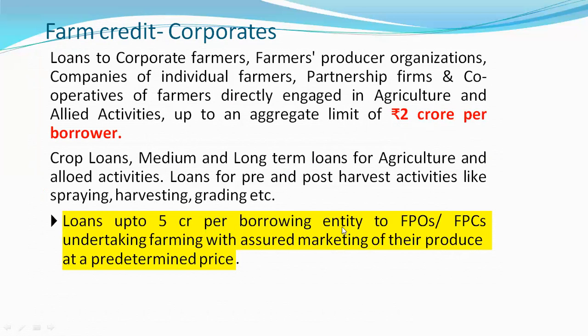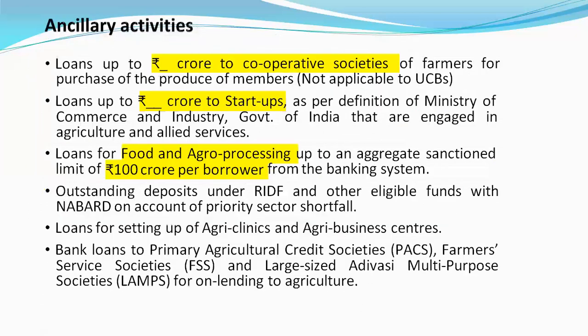Okay, so let's see next. Next is ancillary activities. Loans up to rupees dash crore to cooperative societies of farmers for purchase of the produce of members. Loans up to dash crore to startups. Okay, so these two points you have to tell. Let's see what the right answer is. The correct answer is loans up to 5 crore.